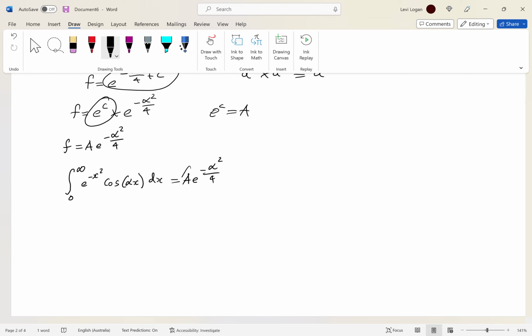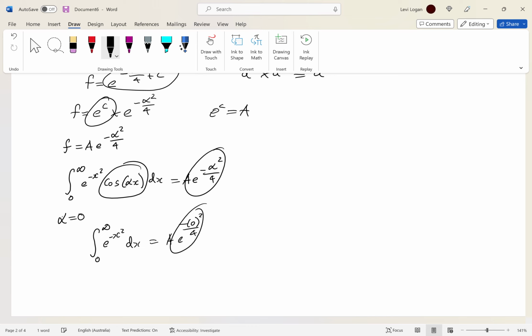Now how are we going to find this a? Well, I'll tell you what we're going to do. We're going to let alpha equal 0. The reason we do that is because this term will go to 1, and this whole term in front of it will just give a by itself. So we're going to have 0 to infinity e to the negative x squared cos of alpha times 0, which is just 1, dx, is equal to a e to the 0 squared over 4. This whole thing is going to be turned into 1, so we just have this expression for a.